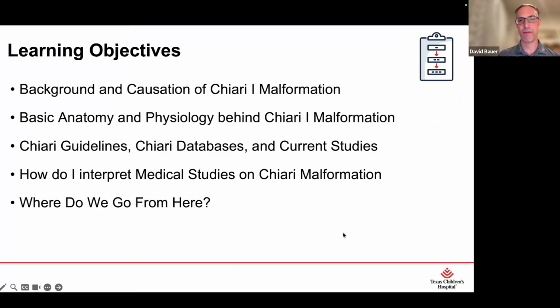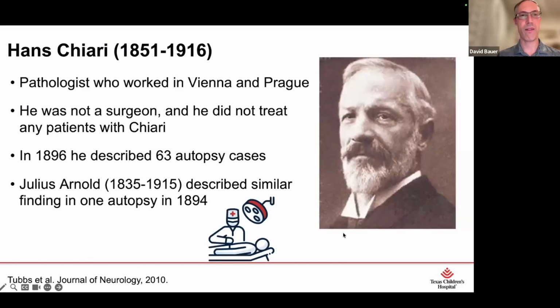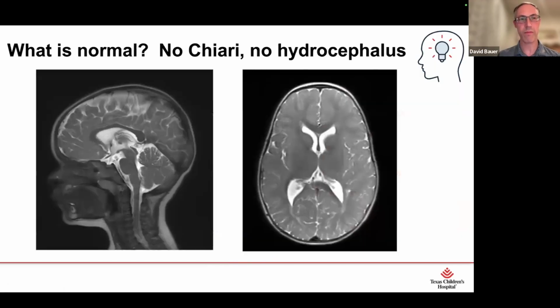and then where do we go from here? So Hans Chiari was a pathologist who worked in Vienna and Prague. Not a surgeon, he didn't treat any patients with Chiari, but he described Chiari in 63 autopsy cases. And so that's how his name is associated with Chiari malformation.